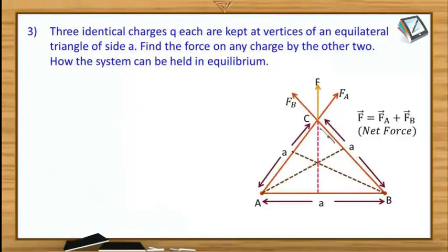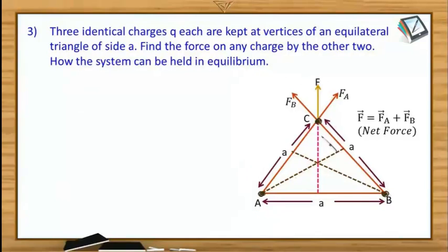There are 3 identical charges Q, each kept at the vertices of an equilateral triangle of side A. Means there are 3 charges. One is here, another is kept at this corner, and the third one is here at this corner. And the size of this triangle is given to be A by A by A. It is an equilateral triangle of side A. So we have to find the force on any of the charges by the other 2.